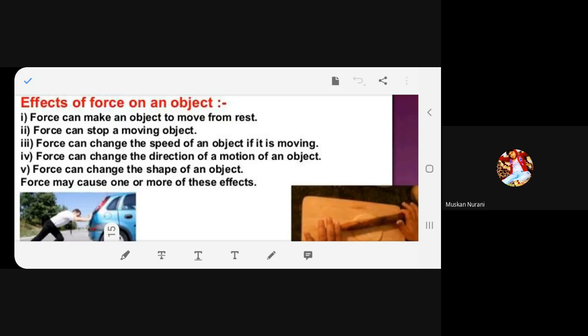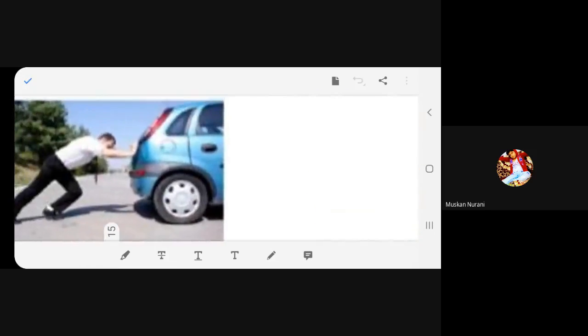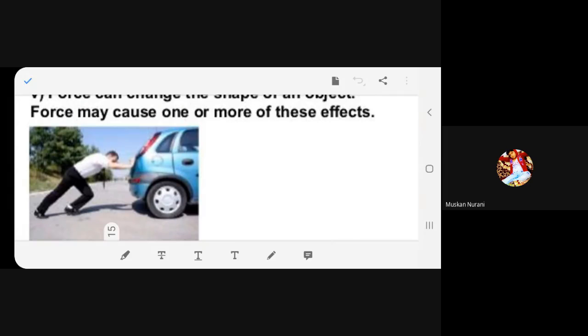Now, in one object, we can have one, in some, we can have two or three types of effects of force. So, it's not fixed that only one object will show only one type of effect. It's not that way. An object can show more than one type of effect of force. The first one is force can make an object move from rest. Now, for example, take this. The car was at rest. Do you follow me? What am I saying?